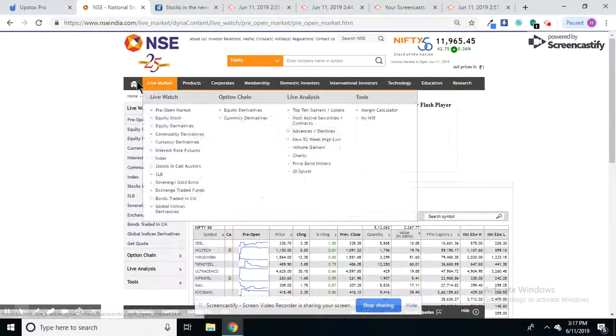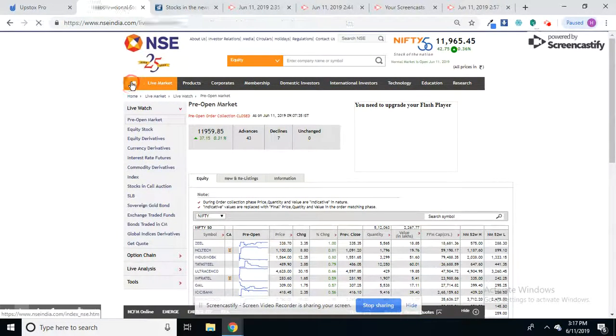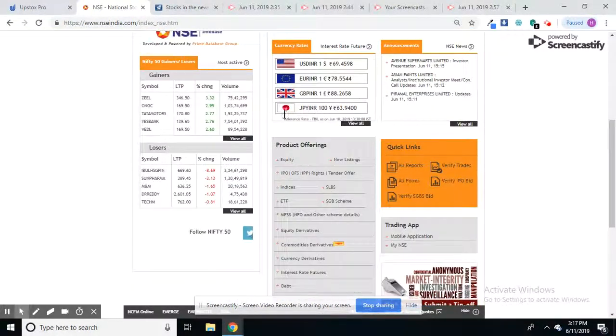Now if you go to the main home, here as well you can see the volume is 75 lakhs. That is really good volume. Now we'll see how we could have applied the strategy in SEAL.